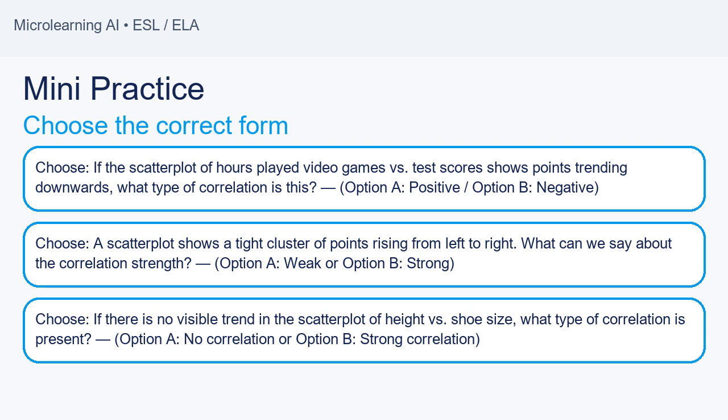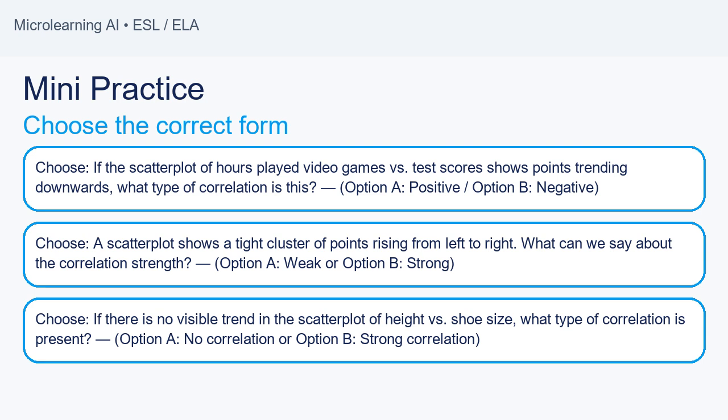Mini practice. Choose the correct form. 1. If the scatterplot of hours played video games versus test scores shows points trending downwards, what type of correlation is this? Option A, positive, or option B, negative? Answer: option B.